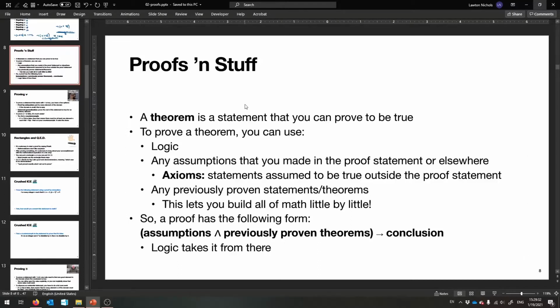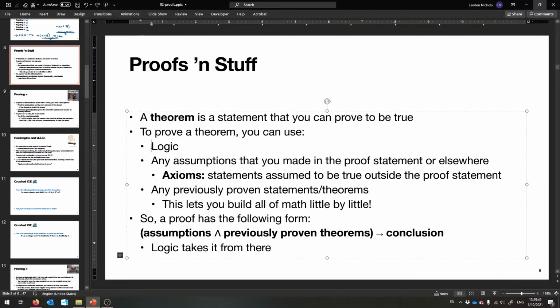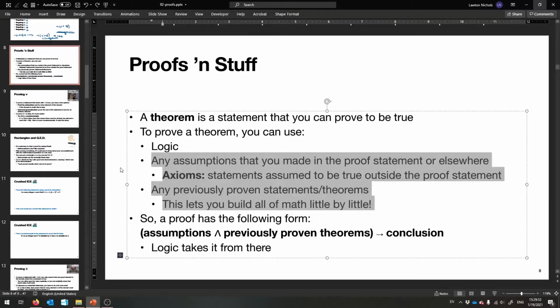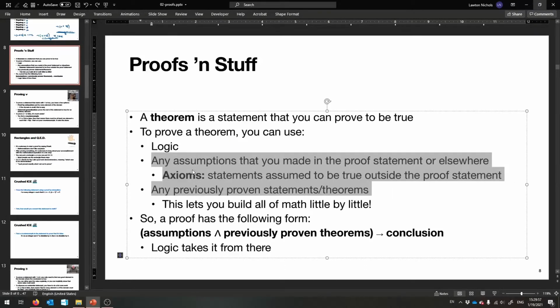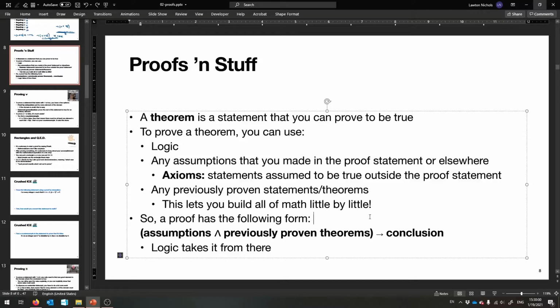Alright, so we have theorems, and those are just things that you can prove, right? A theorem that we're going to prove later is that the square root of 2 is irrational. Whatever you want to prove, you can call it a theorem if it's special enough, okay? And to prove one, you can use all of your weapons that I am teaching you. So you've got logic so far, and you can make plenty of assumptions in the form of axioms or just things that you assume to be correct in the proof statement.